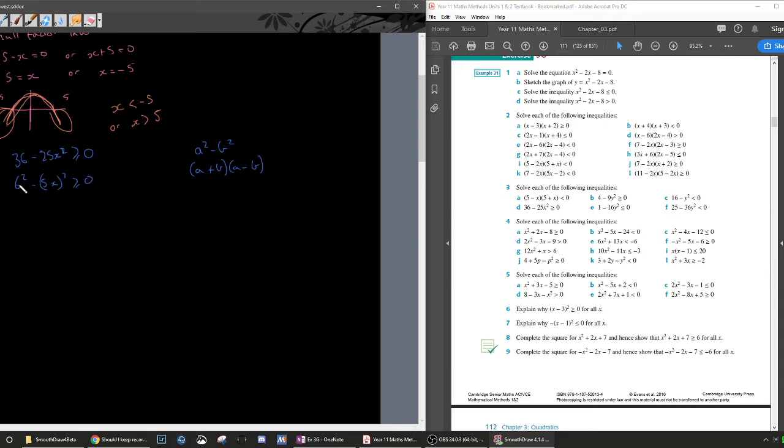So we can then factorize it just like this. Something squared minus something squared. So we get 6 minus 5x times 6 plus 5x greater than or equal to 0. So using the null factor law, we have 6 minus 5x equals 0, or 6 plus 5x equals 0. Therefore x is 6 on 5 or negative 6 on 5. Do a little sketch.